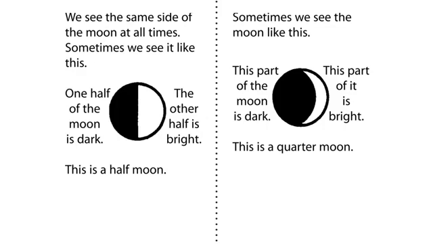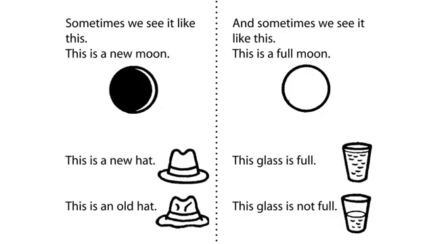Sometimes we see the moon like this. This part of the moon is dark. This part of it is bright. This is a quarter moon. Sometimes we see it like this. This is a new moon.